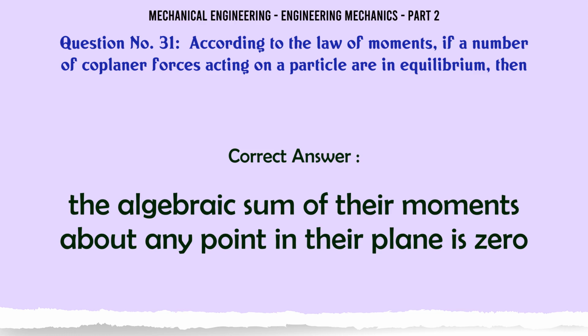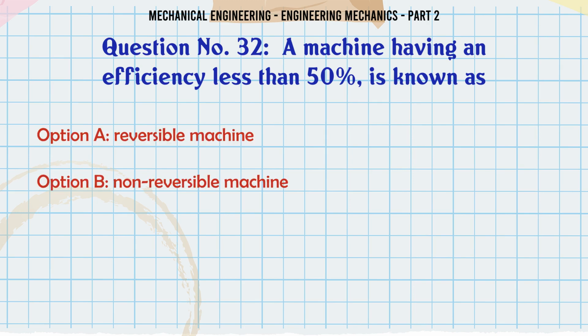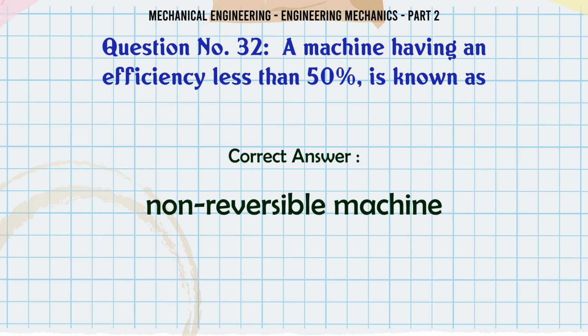0. A machine having an efficiency less than 50% is known as: A. Reversible machine. B. Non-reversible machine. C. Neither reversible nor non-reversible machine. D. Ideal machine. The correct answer is non-reversible machine.